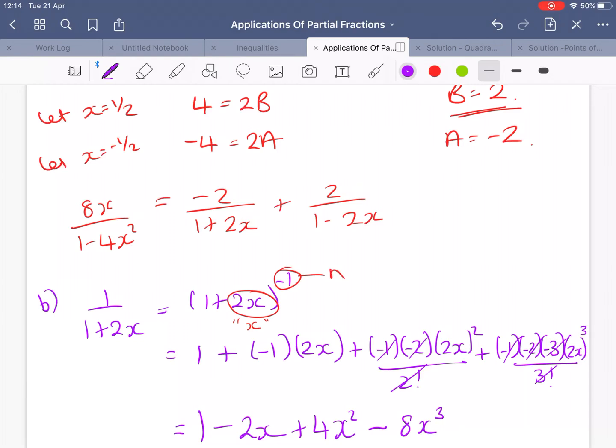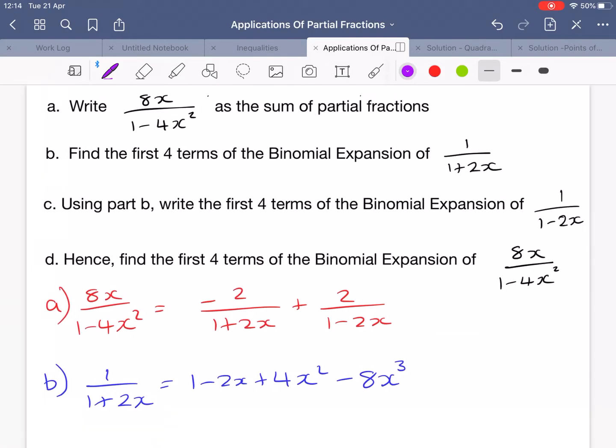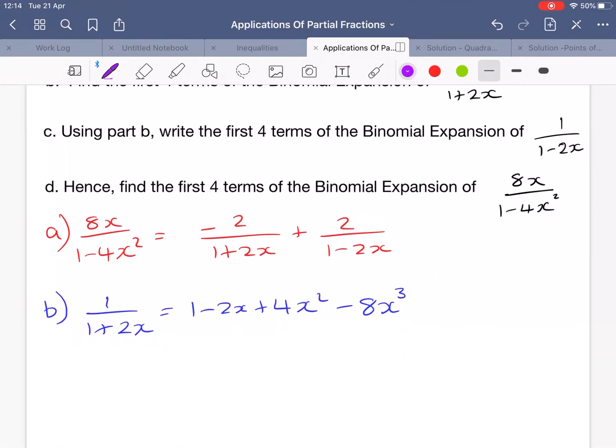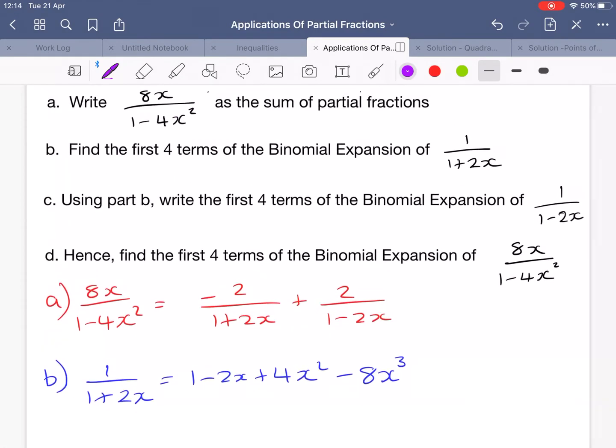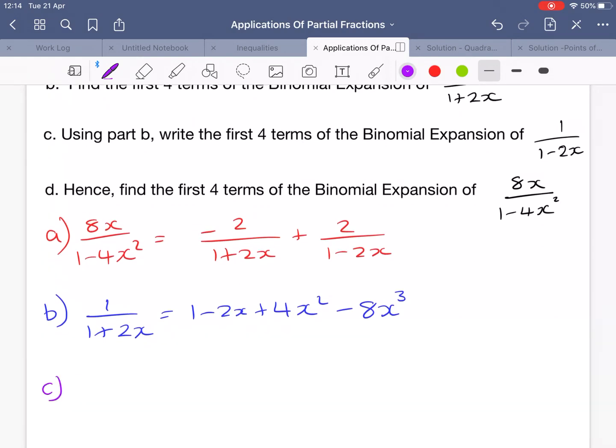Okay, so let's just get a couple of these things over to the next page. So we've done part A and we've done part B. So hopefully I've just copied them over for us. There was the answer to part A, there was the answer to part B. Now again, using part B for C, find the first 4 terms of 1 over 1 minus 2x. Well, 1 over 1 minus 2x is just 1 minus 2x to the minus 1.